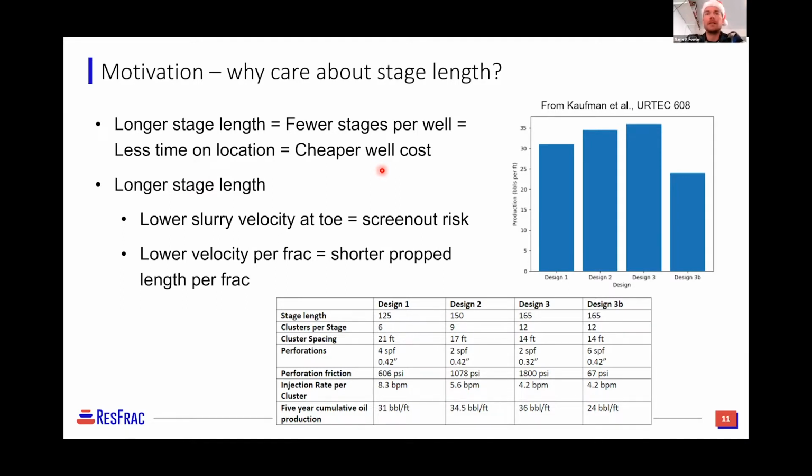So there's the benefit. The risk of a longer stage length is that you have a lower slurry velocity at the toe, all else equal. So if you have the same cluster spacing, that means you have more clusters, which means more fluids exiting the wellbore. And so at the toe, you have a lower velocity, where you could have proppant settling in the wellbore and a potential screenout risk. And secondly, with a lower velocity into each frac, if you have more clusters per stage with that longer stage length, then the velocity of the fluid into any given fracture is lower, which can correspond to a shorter propped length in the fracture.